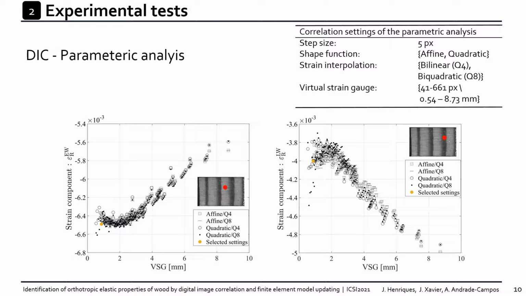The figures summarize the convergence study performed comparing the strain component on the radial direction versus the virtual strain gauge size regarding 2 selected points, early wood on the left and late wood on the right. Using a larger VSG leads to a higher level of smoothing of the measurements, minimizing the inherent noise of the experimental data, but also leads to the loss of strain gradients that are expected in heterogeneous materials like wood. Therefore, a compromise must be found between spatial resolution and accuracy.